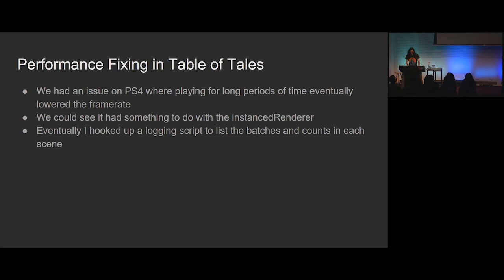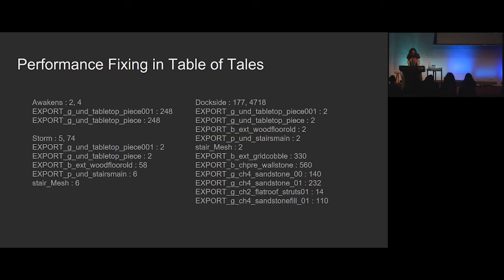Eventually I had some time, I hooked up a logging script to list all of the batches and the counts in each scene. So this is what we saw. The first scene, we've got a bunch of these objects, 250 of each. In the second scene, we've got some new objects, but the old batches are still there with 2 objects in them. And at some point, some of you might start twigging on to what's happening here. And then we load into another scene, and we've got all of our old batches with 2 objects in them.